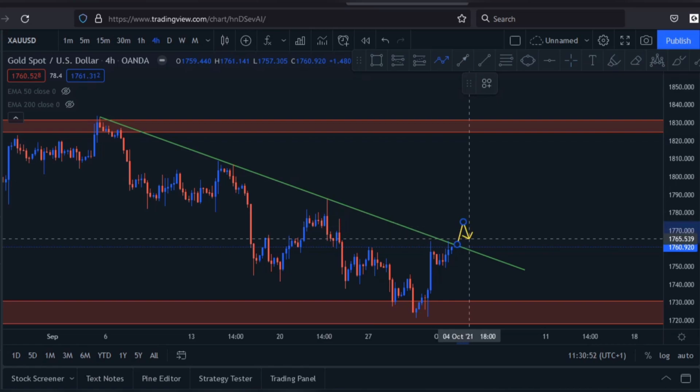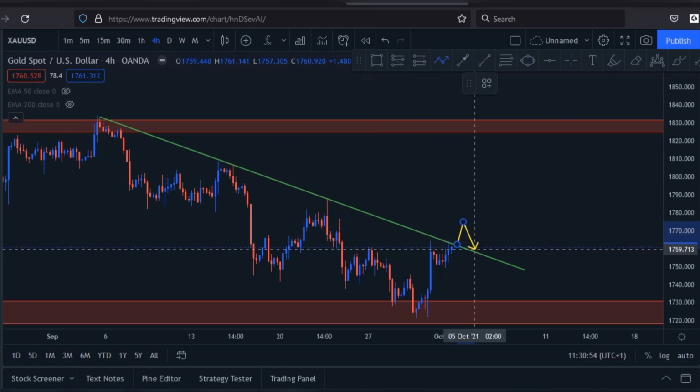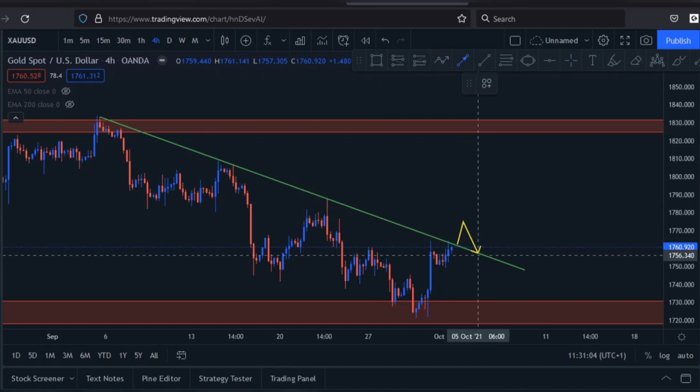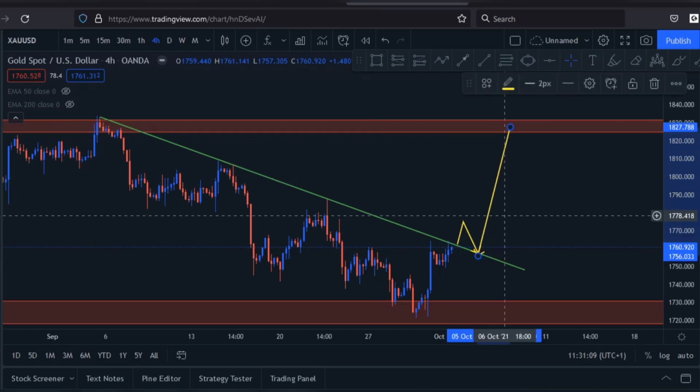Okay, so there could be a break of the trend line and a retest, either a retest of this support area here or of the trend line itself, but there will be a retest around here as well, and a further bounce to the upside.